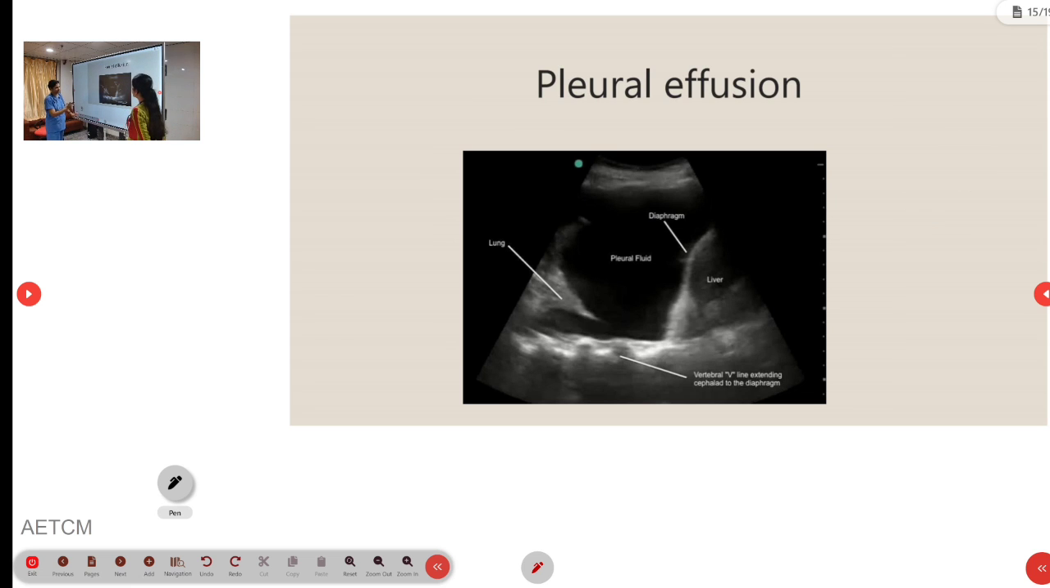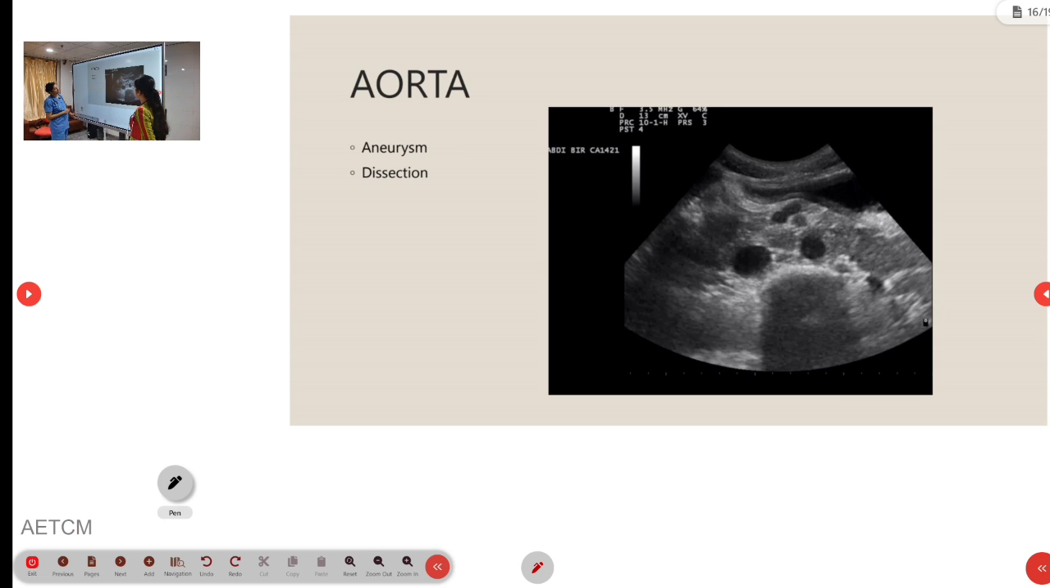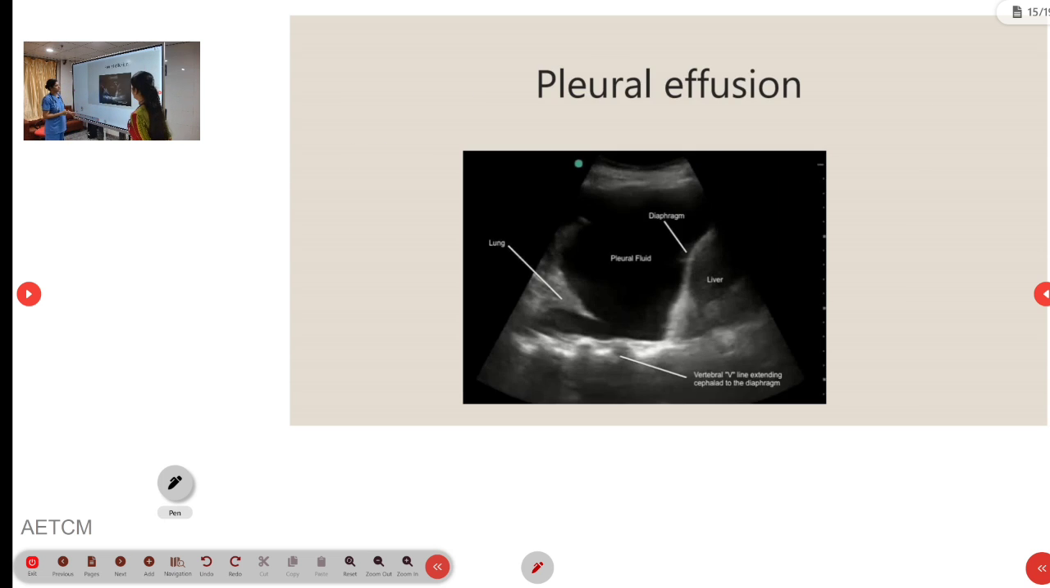And this is pleural effusion, that is collapsed lung and pleural fluid. So pleural effusion, how will you check it? For pleural effusion, first we will see the Morrison pouch and trace upwards. So we need to use the curved probe. This view is with the curved probe.